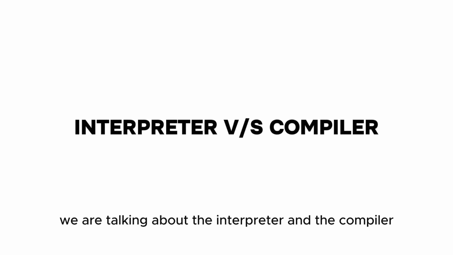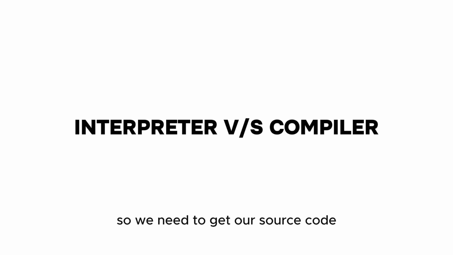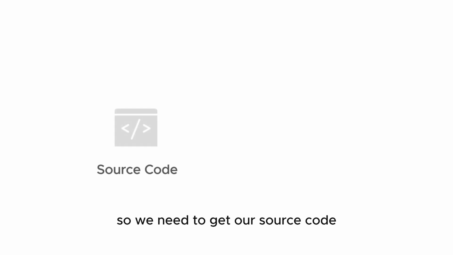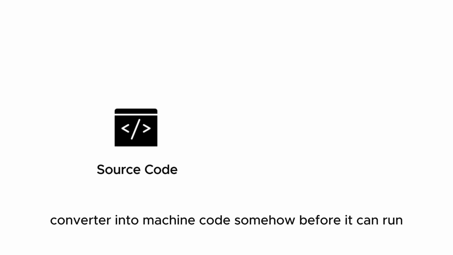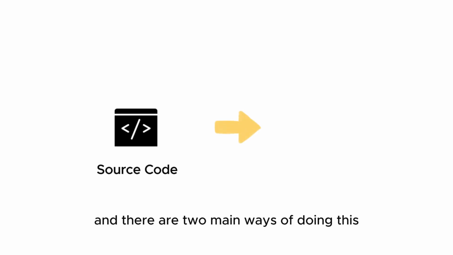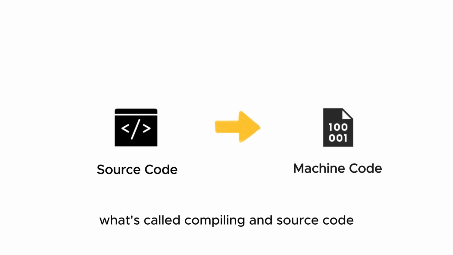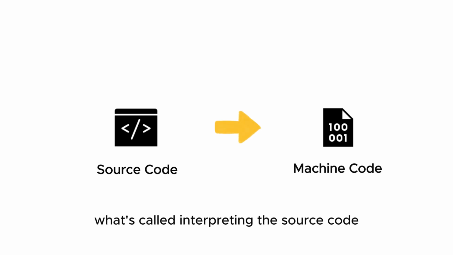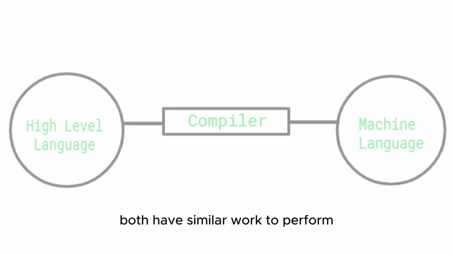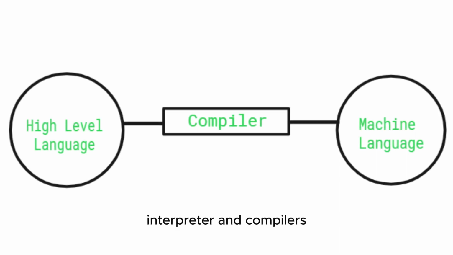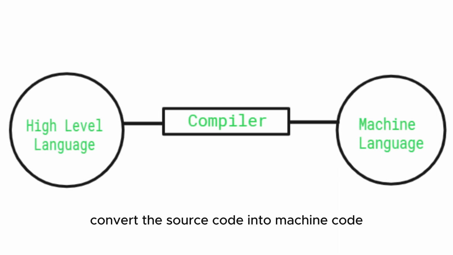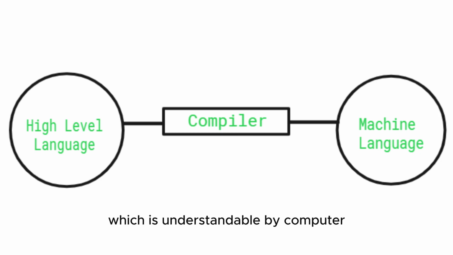In this video we are talking about the interpreter and the compiler. So we need to get our source code converted into machine code somehow before it can run, and there are two main ways of doing this: what's called compiling, and what's called interpreting the source code. Both the compiler and the interpreter have similar work to perform. The interpreter and compiler convert the source code into machine code, which is understandable by the computer.